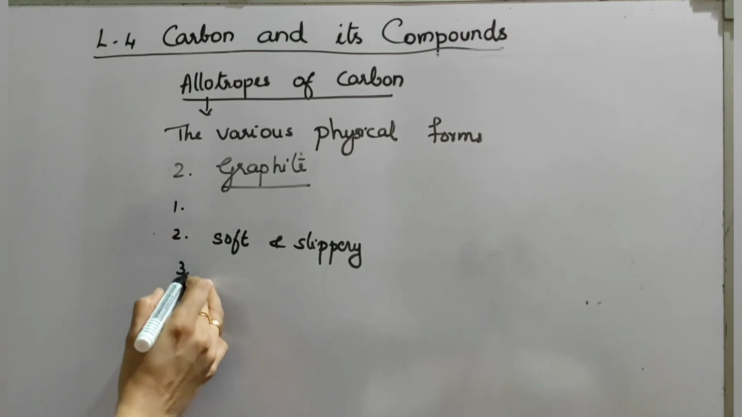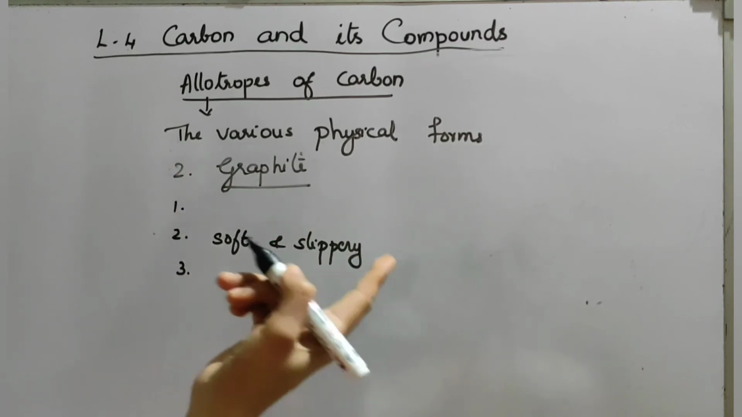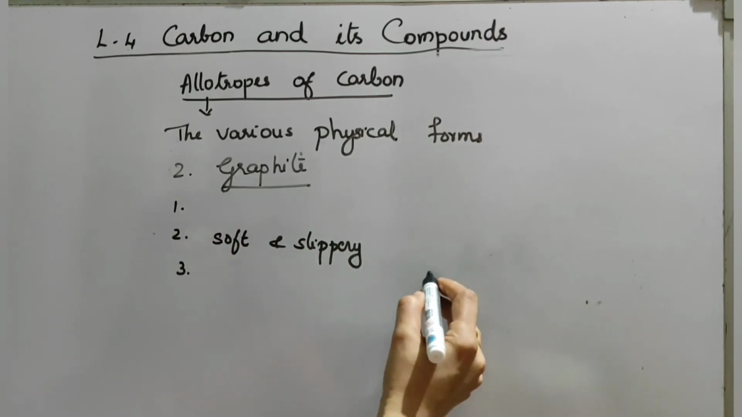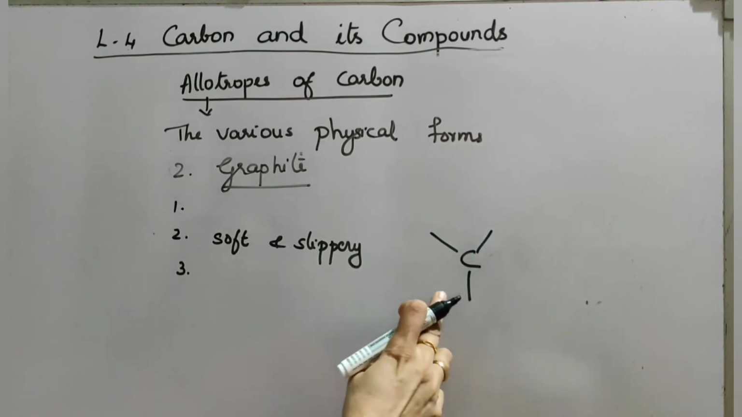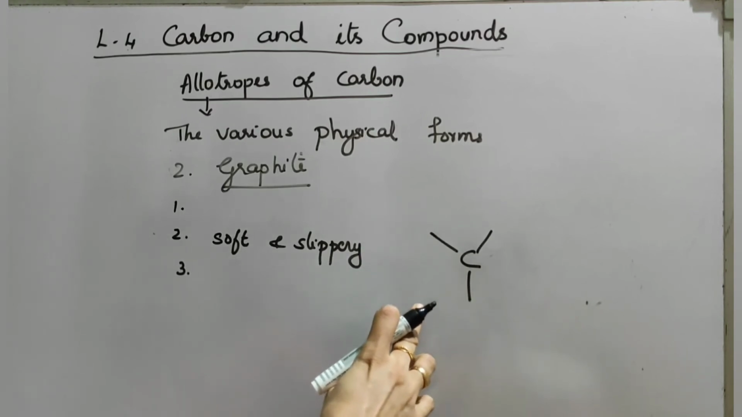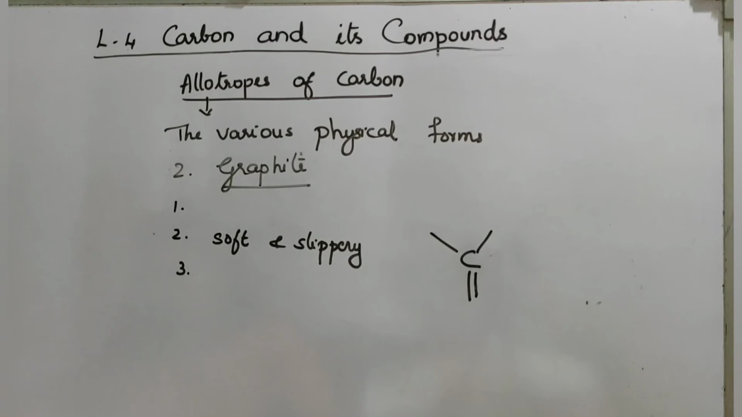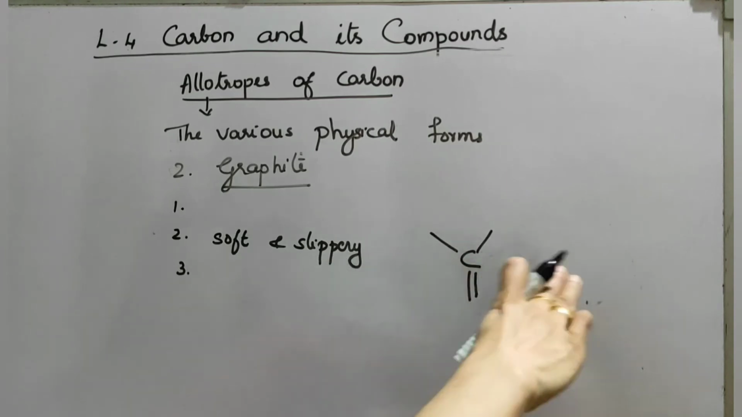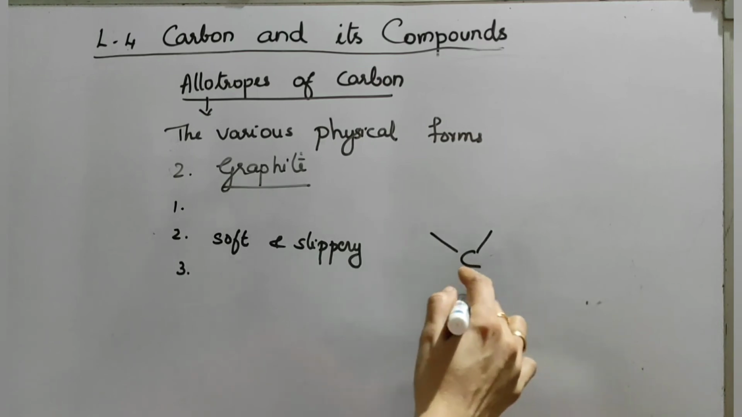And the third one, in graphite, carbon atoms are bonded to 3 other carbon. In the case of diamond, we studied carbon atoms are bonded to 4 other carbon. Here a carbon atom is bonded to 3 other carbon. We already studied carbon always satisfies the valency 4. So where is that another bond? Another bond, they form a double bond like this. So in graphite, each carbon atom is bonded to 3 other carbon atoms in the same plane, forming a hexagonal array.